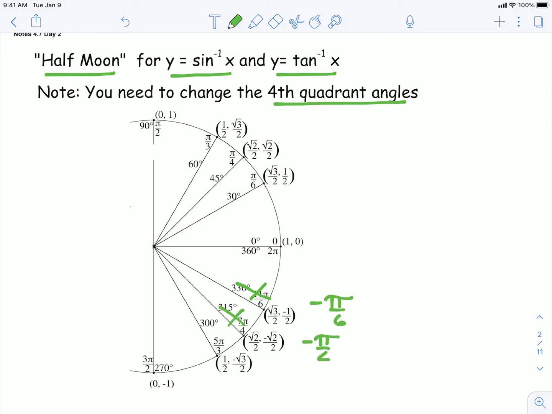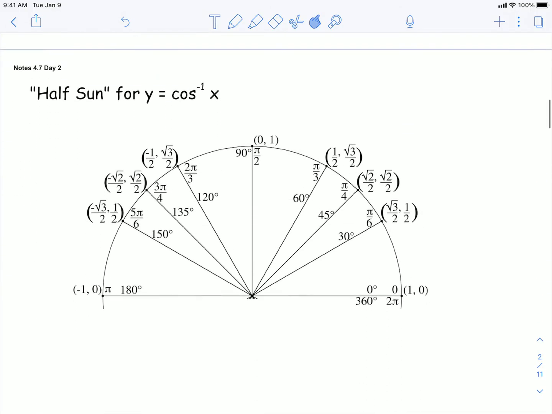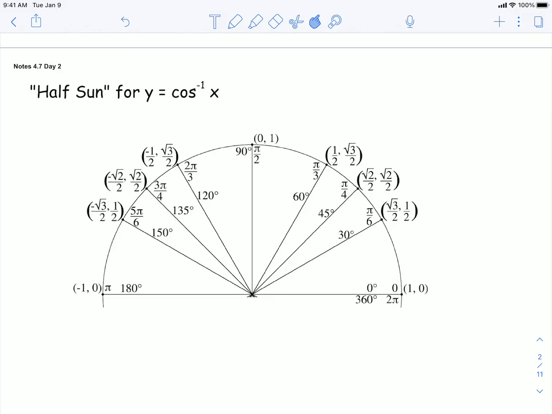Negative pi over 4, negative pi over 3, negative pi over 2. For the cosine inverse, we're working with the half sun, and we're working with quadrant 1 and 2 only on the unit circle.